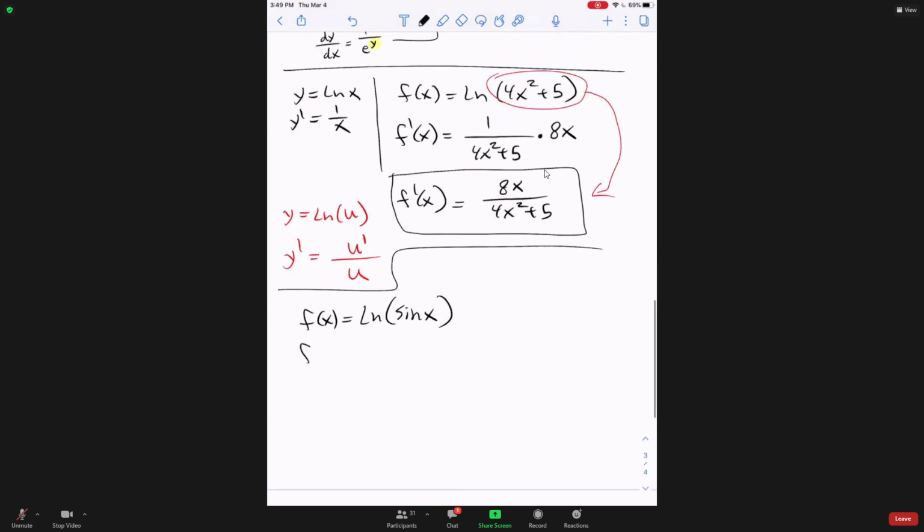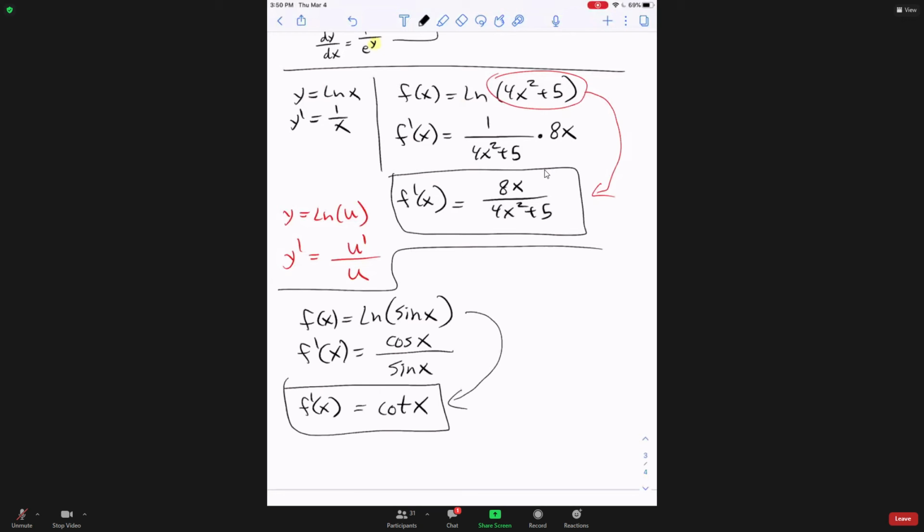So you would say what you're taking the log of goes on the bottom. Its derivative goes up top. What's the derivative of sine? Cosine. And this actually simplifies nicely. What's cosine over sine? Cotangent. Sine over cosine is tangent, so this is cotangent. So the derivative of natural log of sine of x is cotangent of x. Isn't that nice?